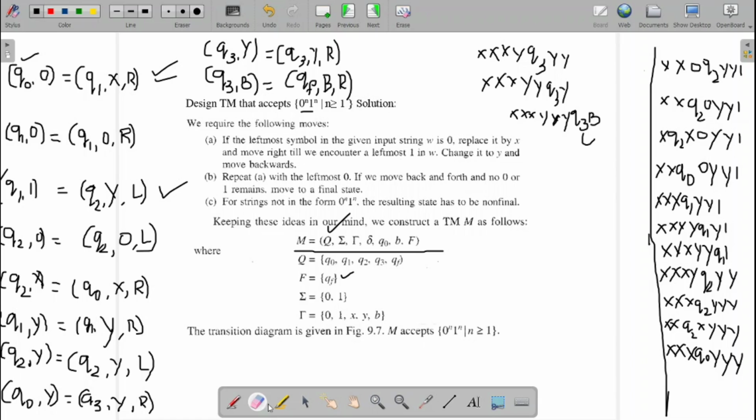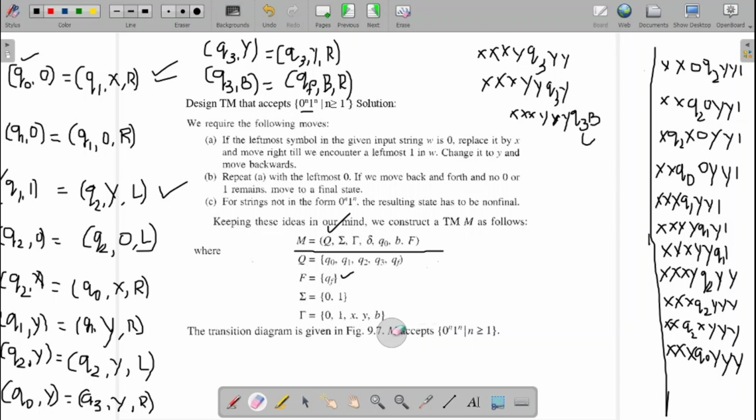If I go for writing the diagram for this one, there are three notations we have told. This is your instantaneous description, ID. There are two more notations. What are those? One will be by the diagram, the other will be by the table. Let us see them one by one in detail.